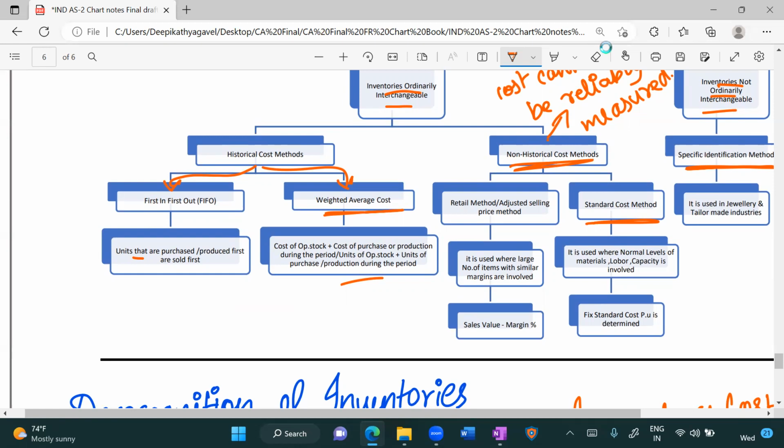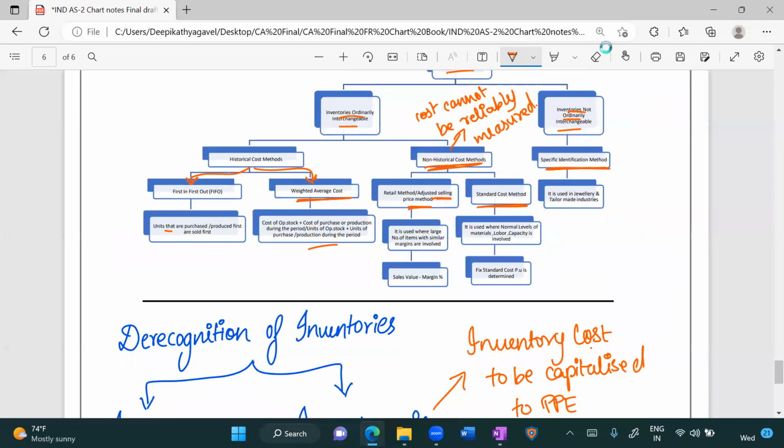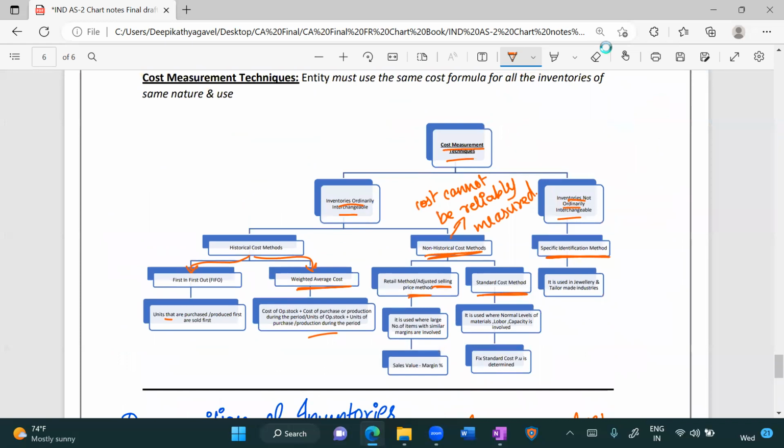So the standard says, from the sale value, you reduce this gross margin, and whatever comes is your cost. So this is nothing but the adjusted selling price method. Using the selling price, you're adjusting it with the gross margin, and whatever comes is being taken as your cost. So that is your non-historical cost method.